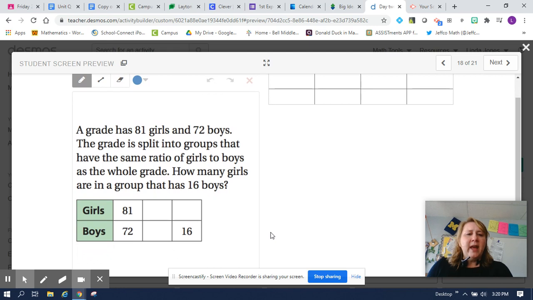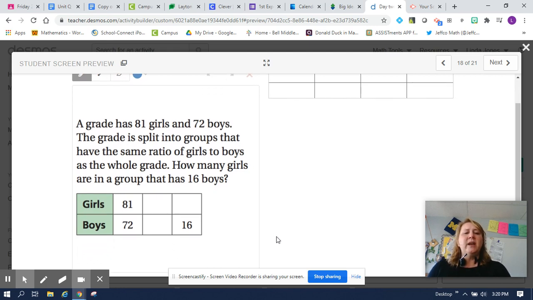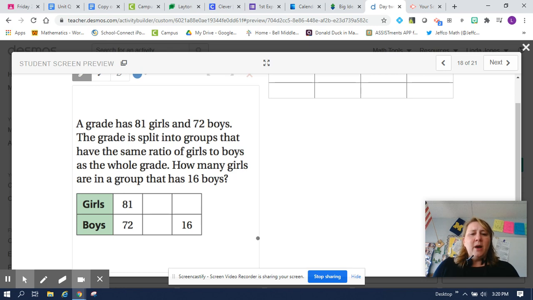A grade has 81 girls and 72 boys. The grade is split into 2 groups that have the same ratio of girls to boys as the whole grade. How many girls are in a group that has 16 boys? What do we know? Do you see any patterns?